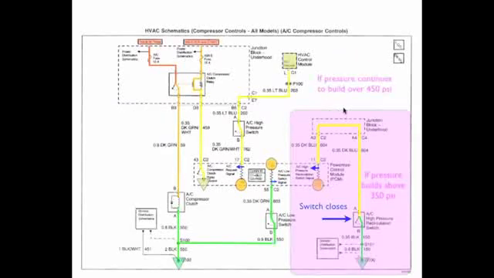Now, if pressure would continue to build to over 450 or so psi, that pressure then is going to open this high pressure switch. So when pressure opens this switch, we lose our AC request signal. It's just like you turn the air conditioning off, because the PCM no longer sees the AC request signal. So the compressor will stop running. So this part of the circuit is to help keep the evaporator temperature down, and this part of the circuit is if pressure gets too high, it will open the circuit and turn the compressor off.